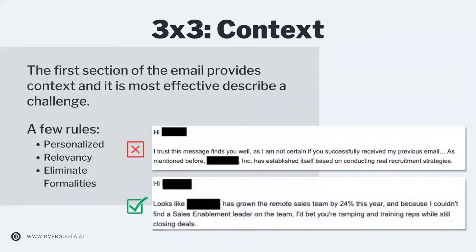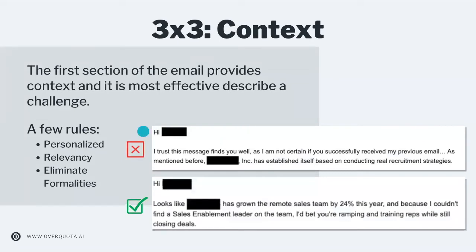The first section of the 3x3 should deliver context in 1 to 2 sentences. Keep in mind, the first sentence is also viewable in the preview text before the email is even opened. The context should be an observation, setting the foundation as to why you're reaching out, and not commenting on the college they attended. Let's take a look at our examples.